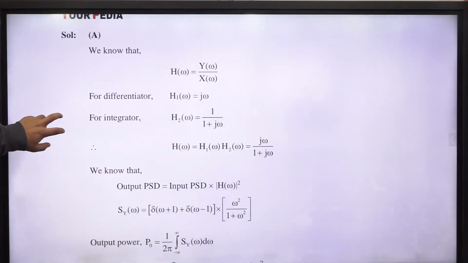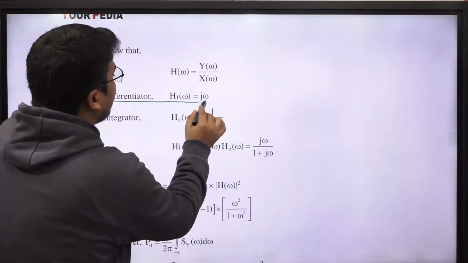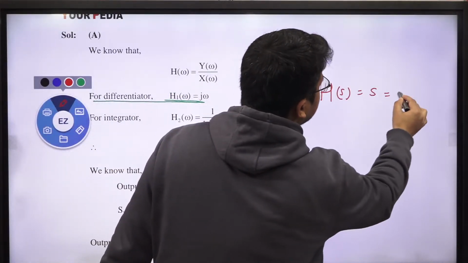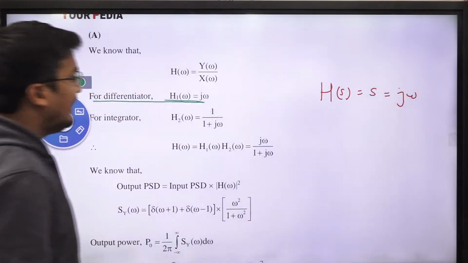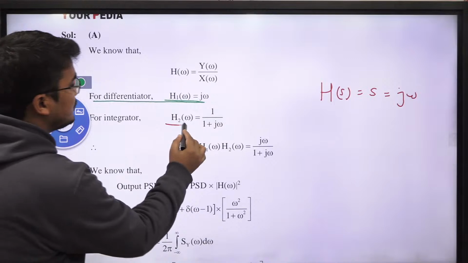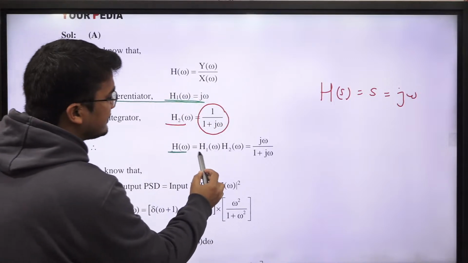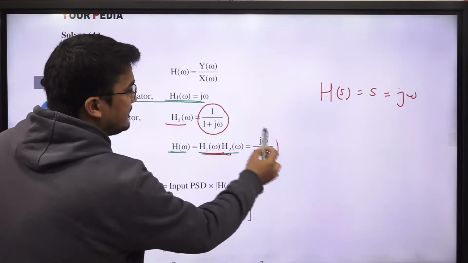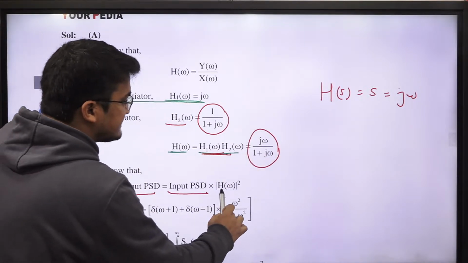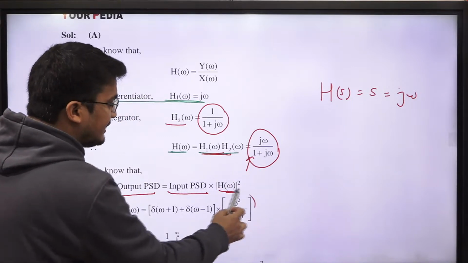See what I told you people. There were 2 configurations, right? One was the differentiator. What do you write for the differentiator? Differentiator h of s is equal to s, simply equal to j omega, right? And second was the series combination of R and C. For that I calculated h2 of omega as 1 upon 1 plus j omega. Both were in cascade, so h of omega is equal to h1 of omega times h2 of omega. What I told you: output power spectral density is equal to input power spectral density times mod of h omega square. So if I do the mod and square of this, I will end up getting this one.